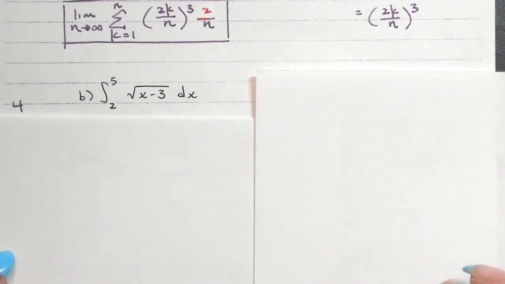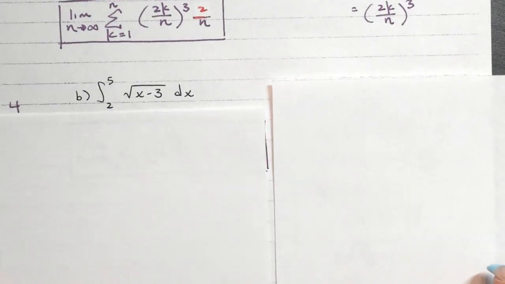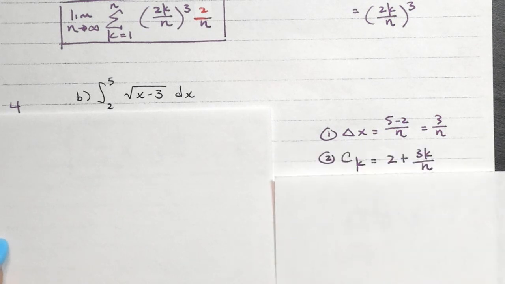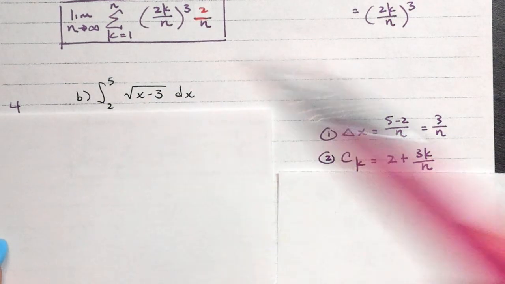Okay, so let's try it again for this one. If you try it one more time, let's see. Did I do step 1? Yeah, step 1, go ahead and subtract. You get 3 over n. Step 2, a is 2, so 2 plus. Step 3, it goes under a root with the minus 3 at the end.